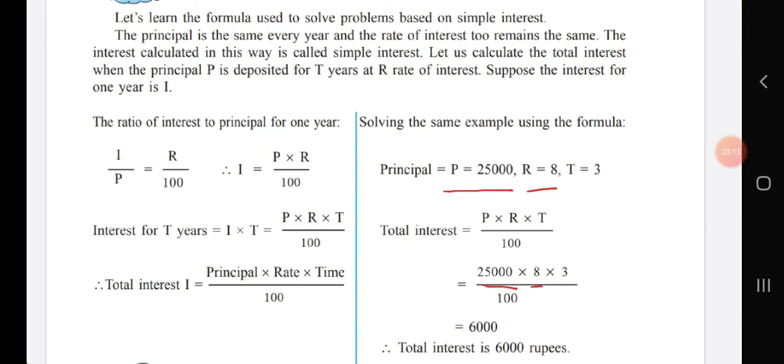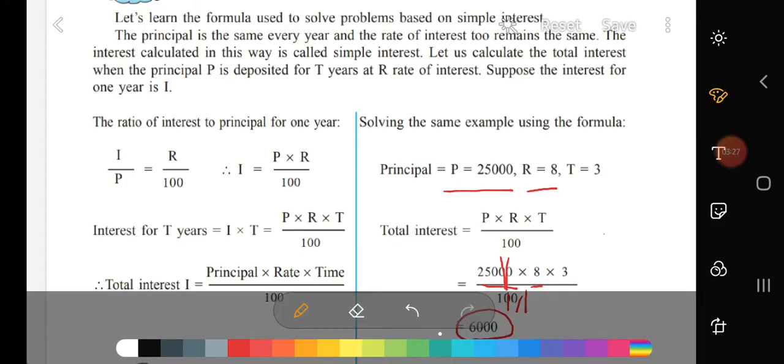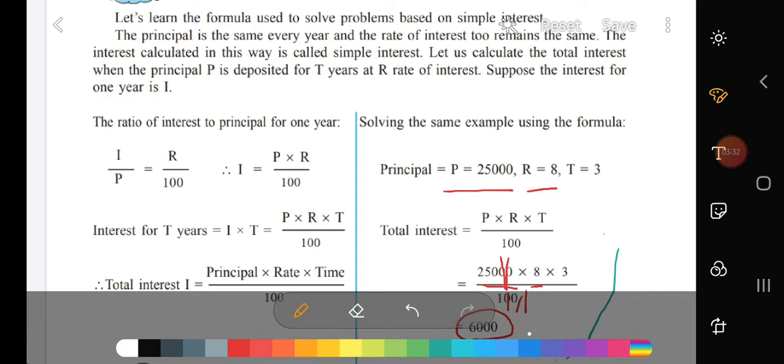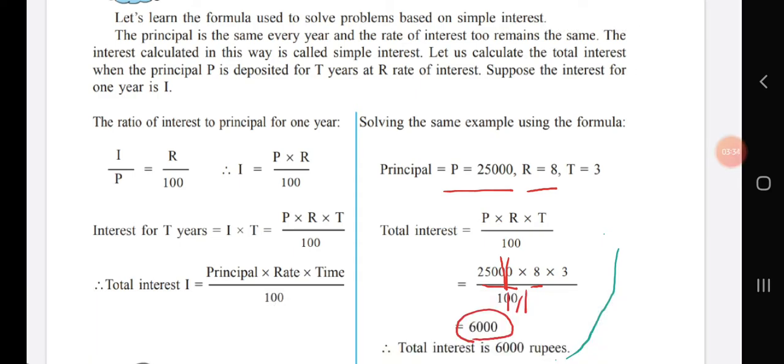So here the 0s of 100 get cancelled. So the remaining thing is 250 into 8 into 3. So that value will come to 6,000. So total interest for 3 years will be 6,000 rupees. So in this way, directly within a single step, we can calculate the total interest which we will get after 3 years.